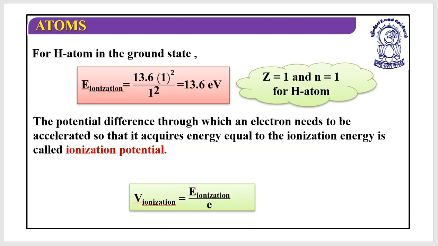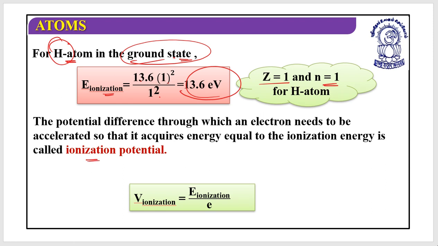Now let's look at this for the hydrogen atom in the ground state. Hydrogen atom means Z is equal to 1, and ground state means n equals 1. So E ionization is 13.6 multiplied by 1 square by 1 square, it's 13.6 eV.